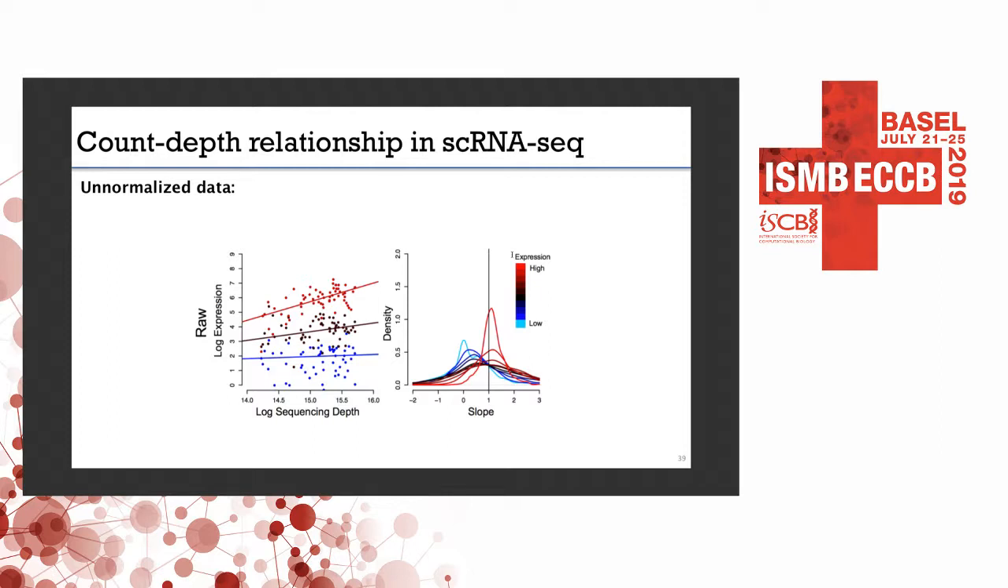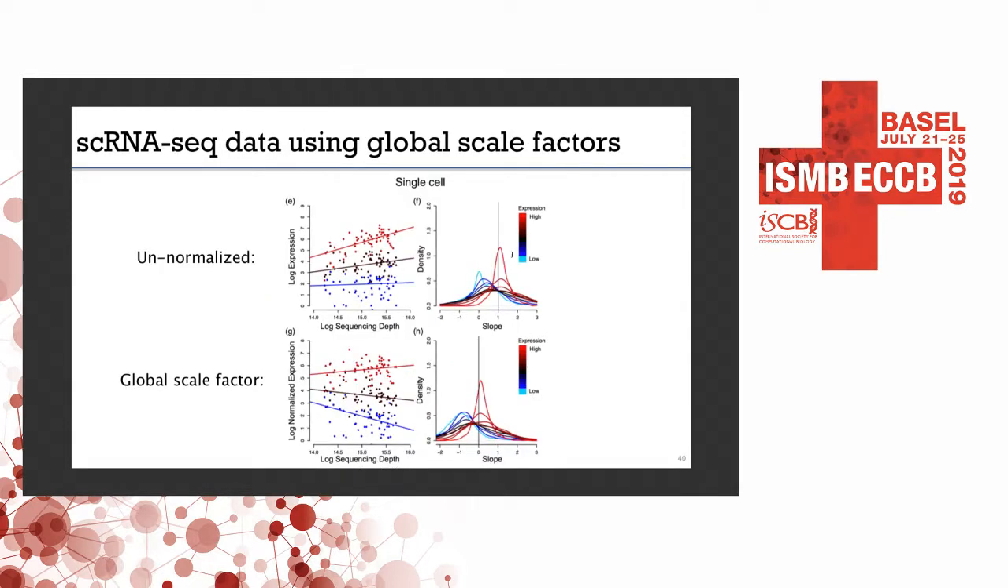If we were to apply those single scale factor approaches here, what we actually end up seeing is that we don't normalize any of the genes very well. The highly expressed gene still has a positive slope, and now that lowly expressed gene has a negative slope. So we've essentially under- and over-normalized our genes. And if we look over all of the genes in the data set, we can see that it's centered kind of at zero, but no actual distribution is exactly at zero.